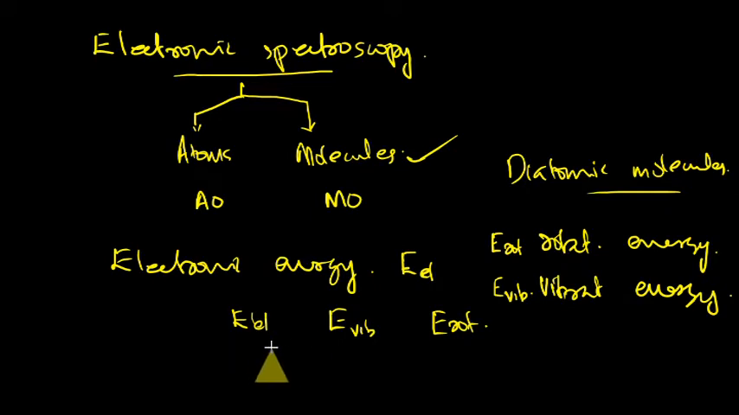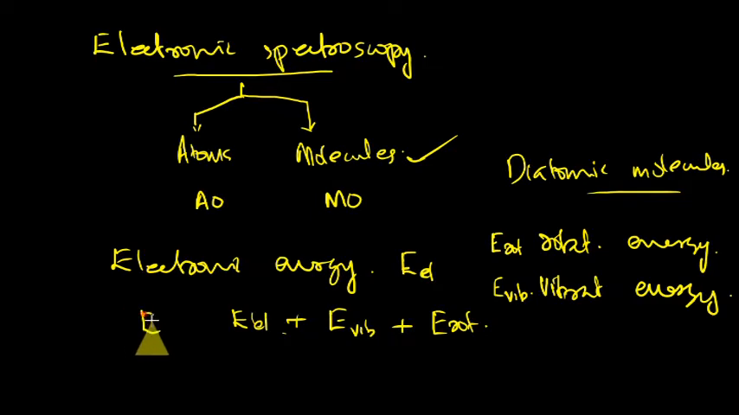So it is not wise to take just the arithmetic sum of all these energies, like E electronic plus E vibrational plus E rotational, because these are not independent. But if we think that these are dependent, and there are some terms which determine the dependency of each energy, then the calculations will be complicated.